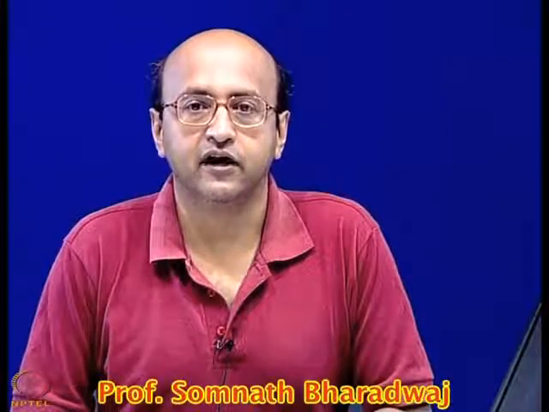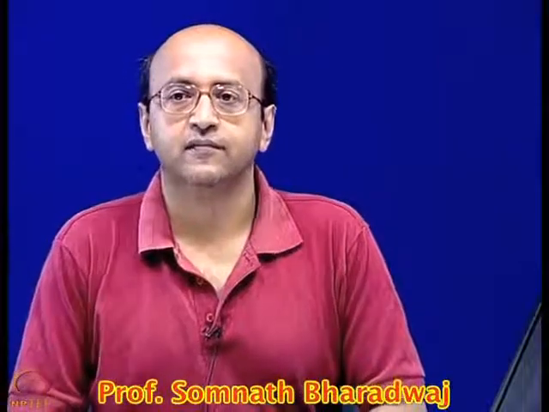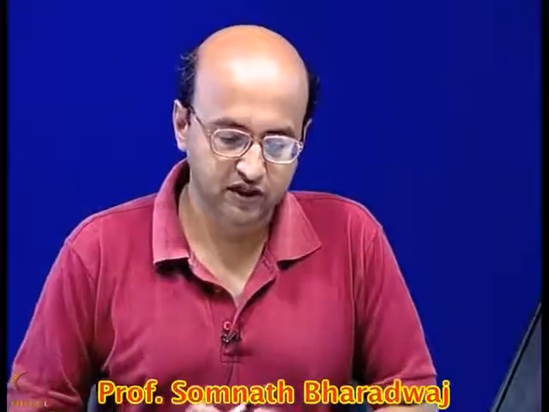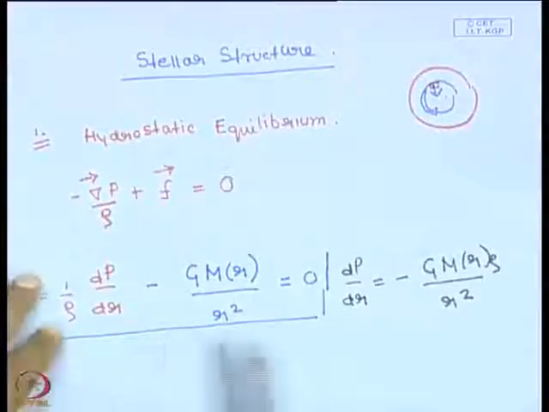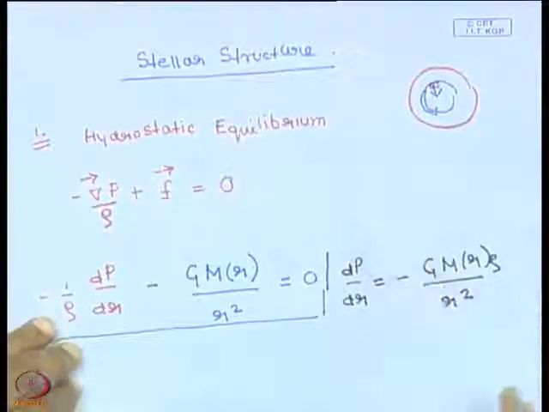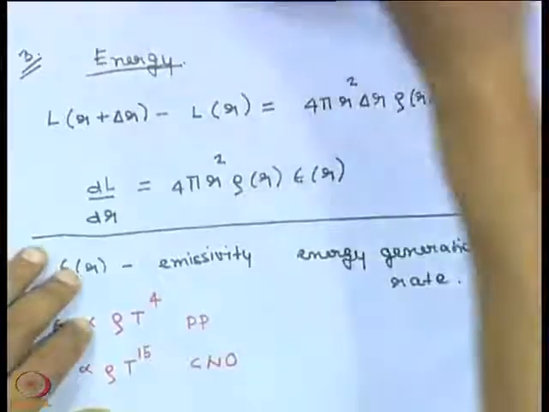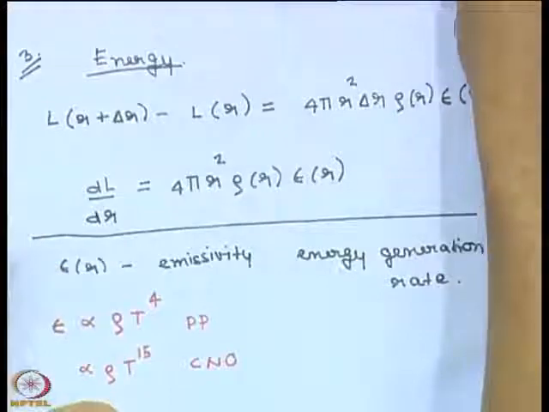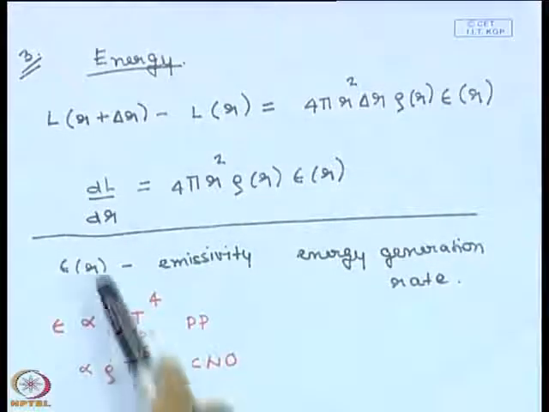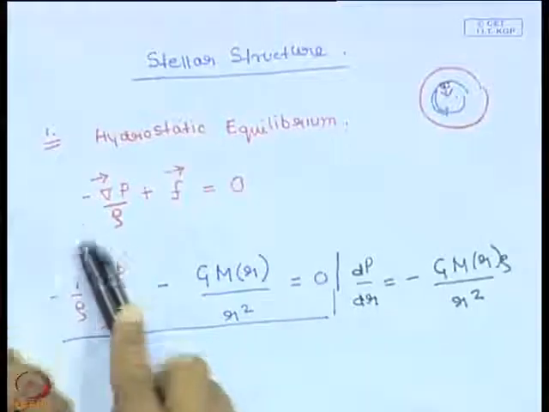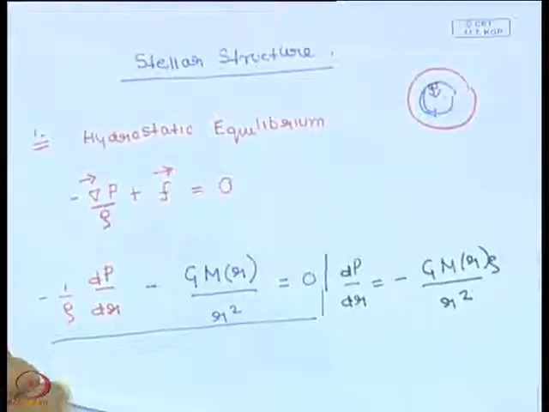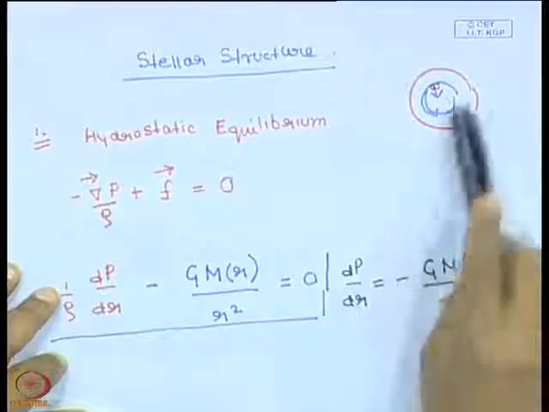The structure of a star, and I have told you that there are 4 equations which need to be considered. Let me remind you that the first equation is the equation of hydrostatic equilibrium, which we discussed in the last class. So, the first equation tells us how the pressure changes as we go along the radius of the star.